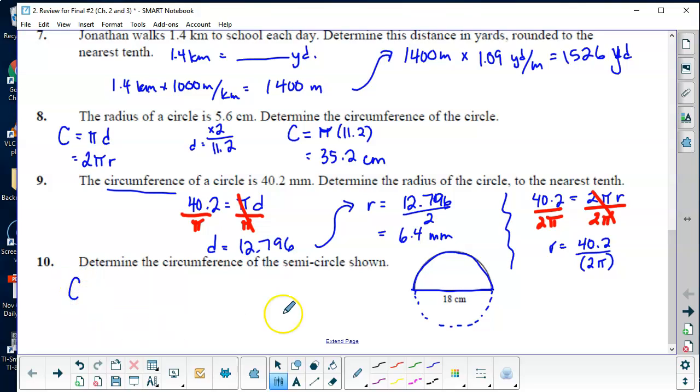So really we need circumference of the, so of a semicircle. That's going to be half of pi d, okay, or pi d divided by 2. That would be this part here, okay, and then we have to add the diameter. Okay, so this would be half pi times 18 plus 18.